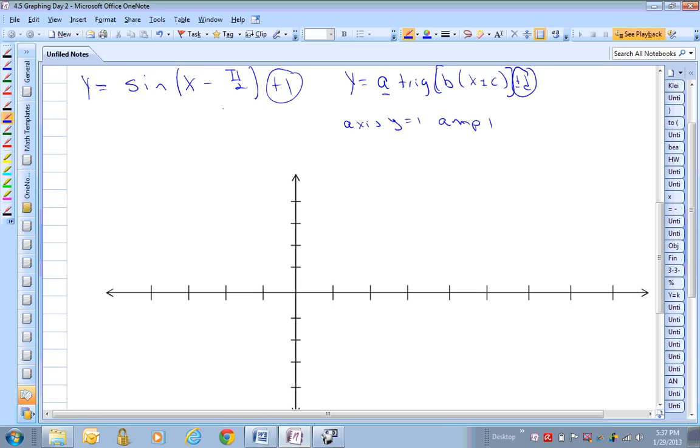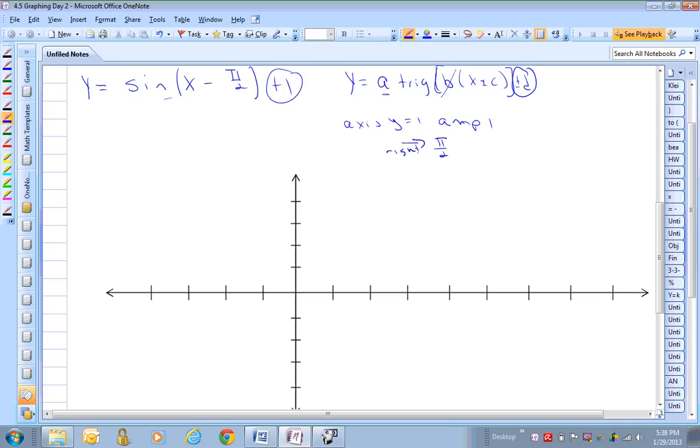The next thing we look at is inside the parentheses. We don't have any b value over here, but we do have something going on inside. And remember, things happen in the direction you don't expect, or opposite of what you do expect. This is a minus pi over 2, so we're actually going to go to the right, pi over 2. So our whole graph will shift to the right pi over 2.